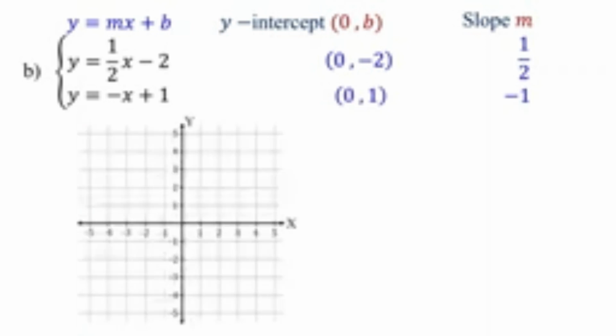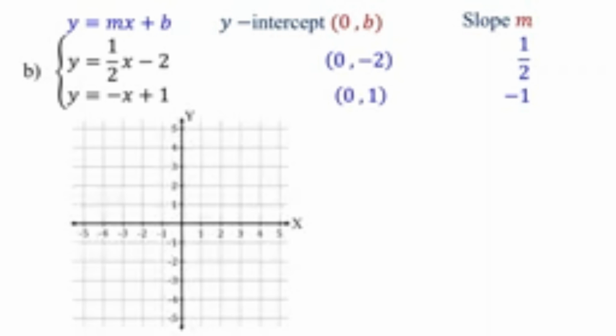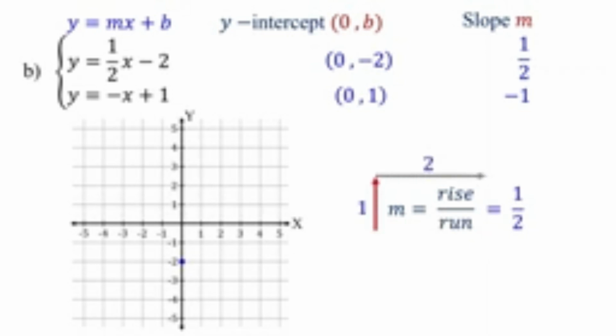Now let's begin by graphing the first equation. First, plot the y-intercept, which is located at 0, -2. Remember that slope is the ratio of rise over run. Since the slope is 1/2, the rise is 1 unit up, and the run is 2 units to the right. Now, starting from the y-intercept, go up 1 unit, then move to the right 2 units. Plot this as the second point.